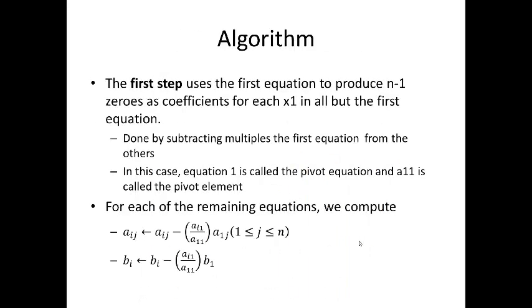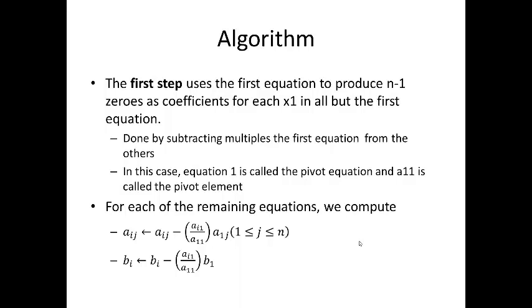The first step uses the first equation to produce n-1 zeros as coefficients for each x1 in all but the first equation. This is done by subtracting multiples of the first equation from the others. In this case, the equation 1 is called the pivot equation, and a11 is called the pivot element.